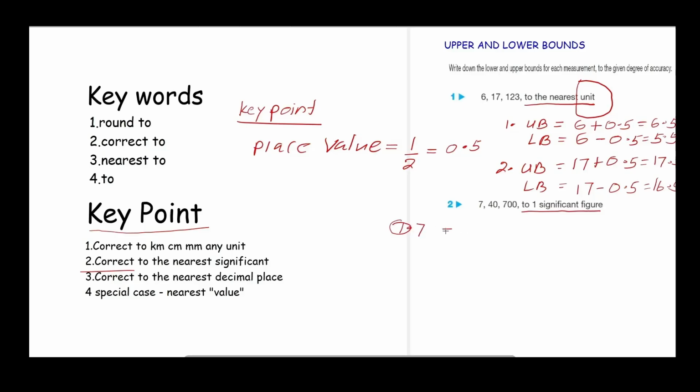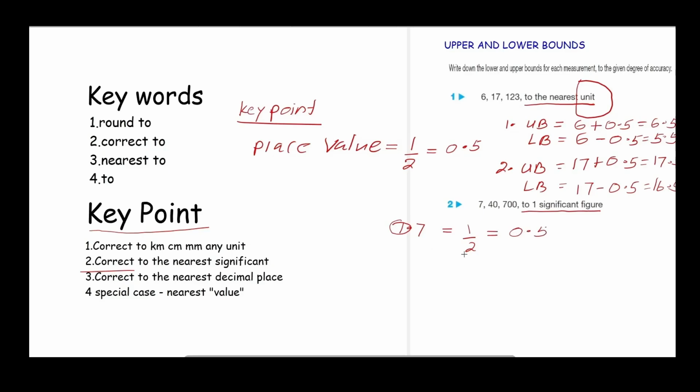After that, you have to get the place value of the first significant figure. The 7 lies in the position of unit. Therefore, I have to get the place value as 1. 1 should be divided by 2. We always divide the place value by 2 to get the key point, which is 0.5.